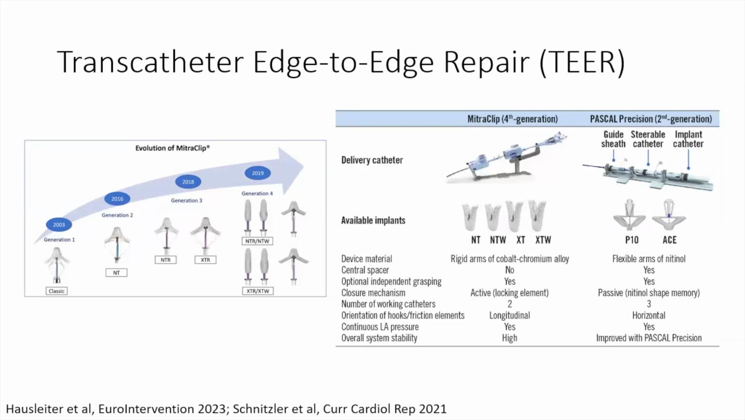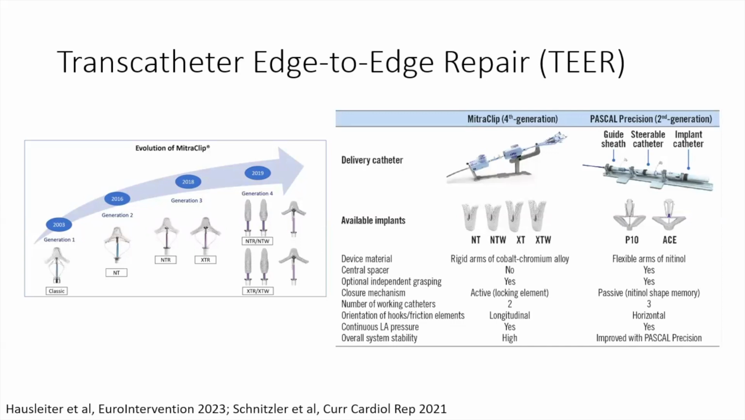With NTR and XTR, there were longer arms related to these clips so that they can grasp more tissue. And as we advanced, the width of the clips also increased in the NTW and XTW, at 4 millimeter and 6 millimeter width. This allowed, over the progression of the generations, grasping more tissue and wider coaptation gaps, and being able to treat more complex mitral anatomies that were previously not treated and were strictly outside what was the original EVEREST inclusion criteria.